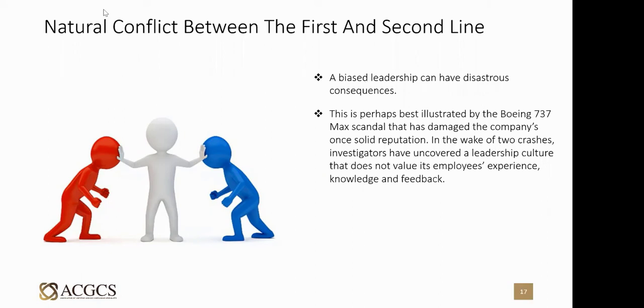The example I found where there was conflict between the first and second line was obviously the Boeing 737 scandal. There was a huge impact to the reputation of this company, which is considered one of the biggest in the industry. With the crashes, there was the uncovering of a culture or tone from the top that did not value the experience, knowledge, and feedback of the first line, who are the key owners of the risk and understand certain things.